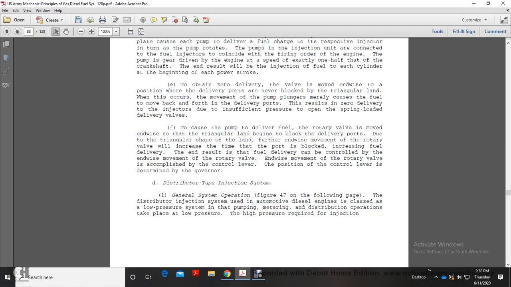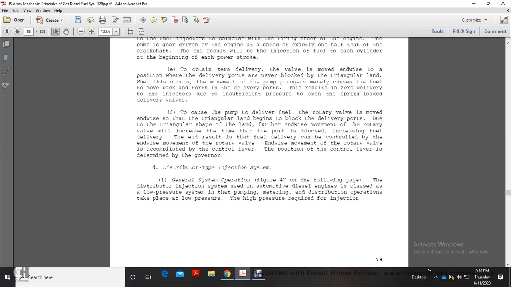The endwise movement of the rotary valve is accomplished by the control lever. The position of the control lever is determined by the governor. All right, the distribution system.